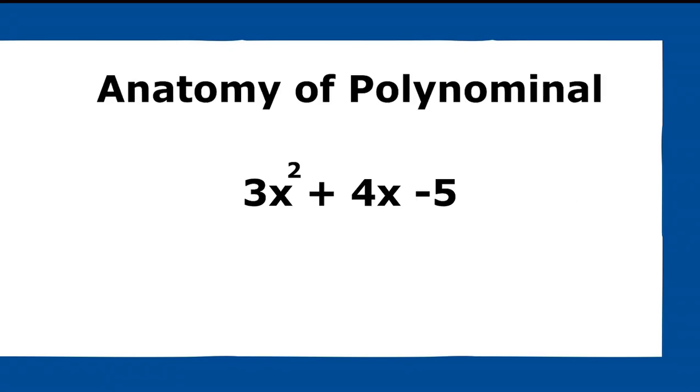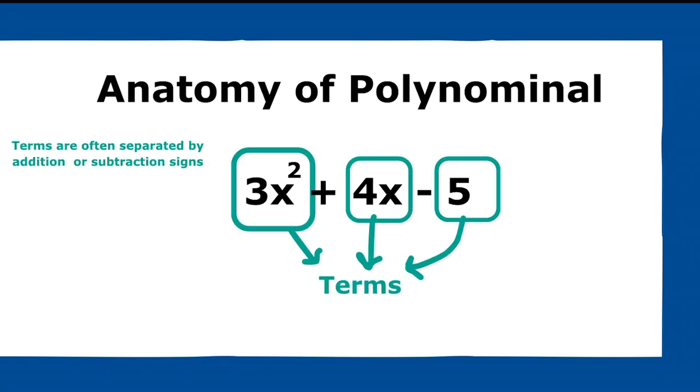of a polynomial. So as you see here, I have 3x to the power of 2 plus 4x minus 5. The first three numbers you see are all groupings of terms. Terms are often separated by addition or subtraction signs. That's how you can identify a term.